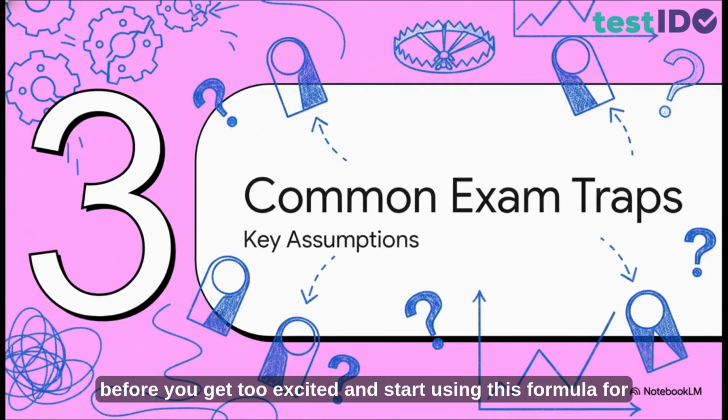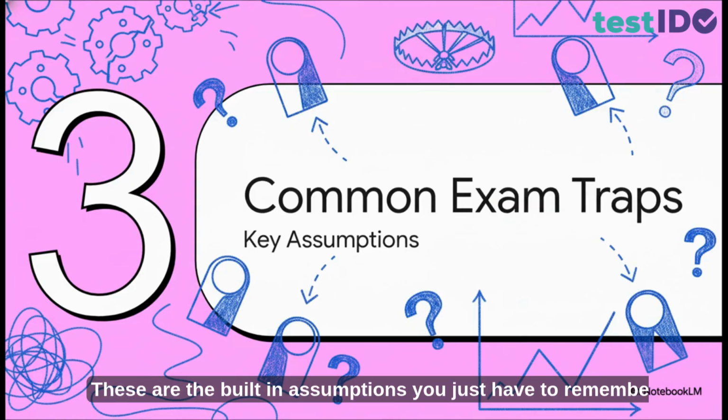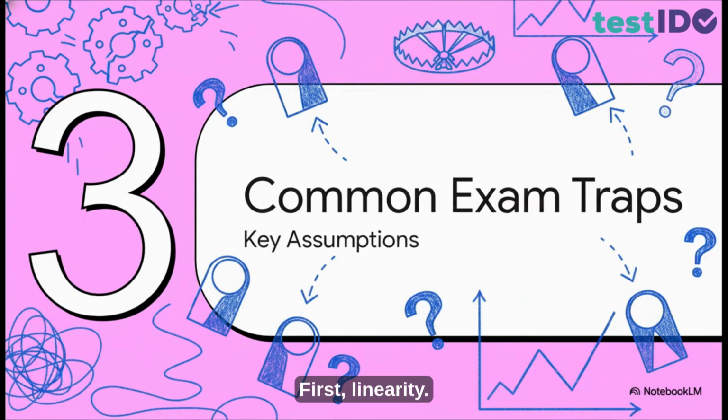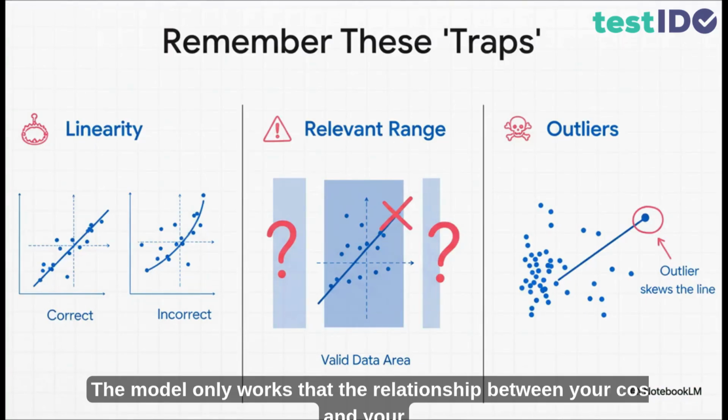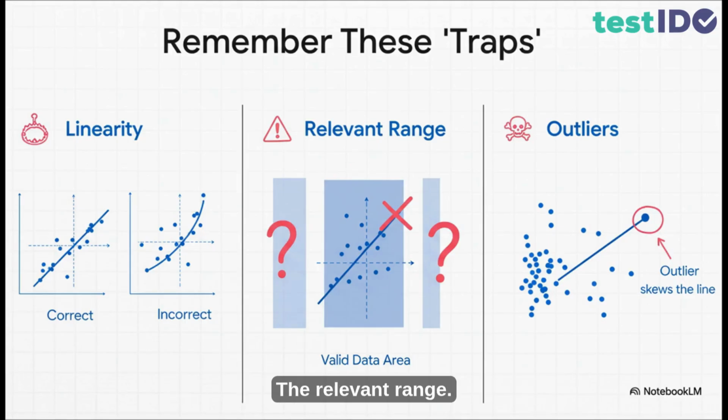Now, before you get too excited and start using this formula for everything, we have to talk about its limits. And the exam will absolutely test you on these, so let's think of them as traps to watch out for. These are the built-in assumptions you just have to remember. First, linearity. The model only works if the relationship between your costs and your driver is a straight line. Pretty simple.